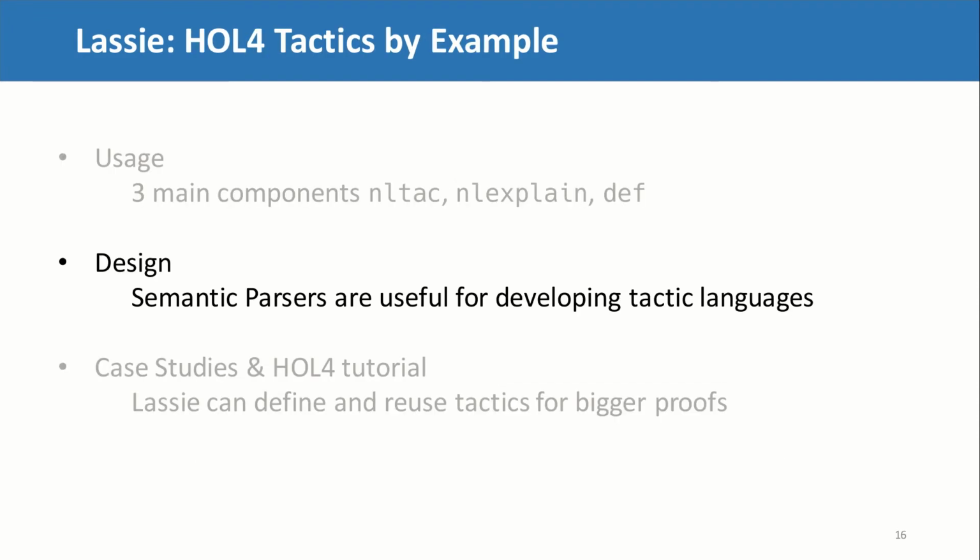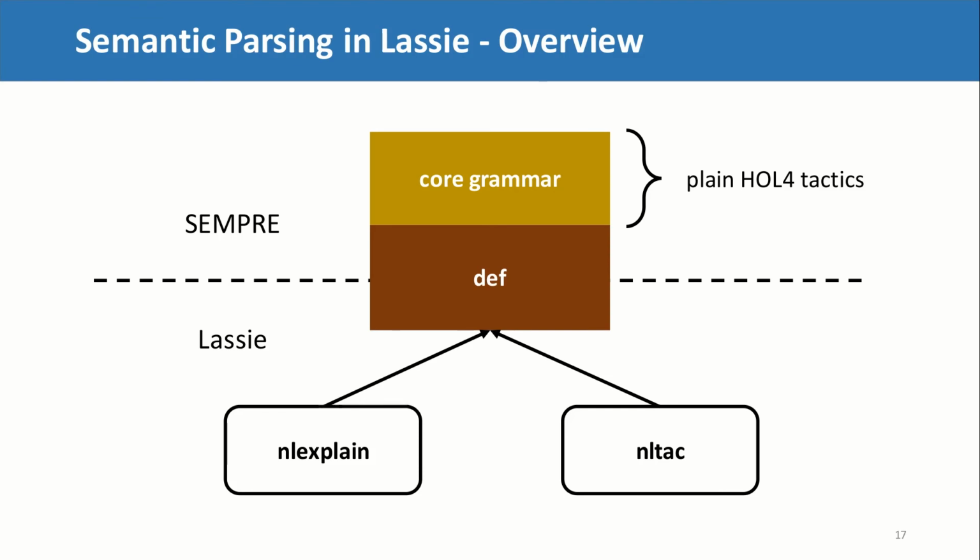Coming back to the big picture, you've now seen how Lassie is used, and now I want to shed some light onto how the semantic parser is used by Lassie to develop these tactic languages. As a quick overview, you can conceptually split Lassie into two worlds. There is the front-end Lassie world, which is using nlexplain and nltac, interfacing with the semantic parser Sempre. And Sempre, under the hood, has these two big boxes that I'm showing here on the slide. The top part being the core grammar, in which we model plain HOL4 tactics. Using the def command, which sits right in the middle between Lassie and Sempre, as it is our manager for the communication, one can extend this core grammar with new Lassie tactics.